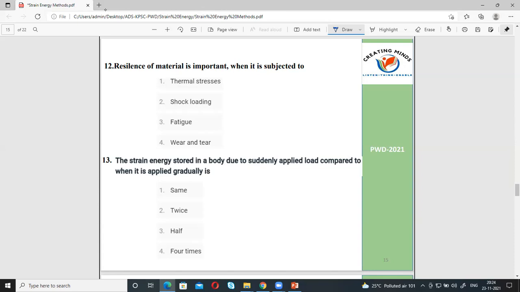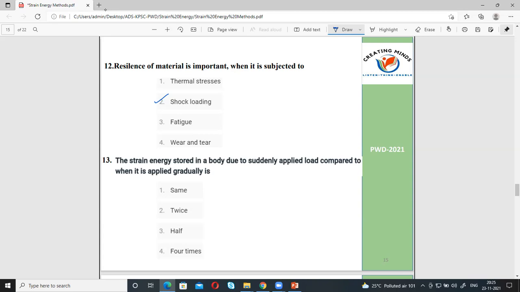Resilience. Understood? Suddenly, all of you say thermal stresses. 90% of the students will go for option 1. But please think, I have not discussed anything regarding thermal stresses in this particular strain energy concept. Clear? Any doubts? Others? Any other answers? Okay. Yes, then what is the next question?